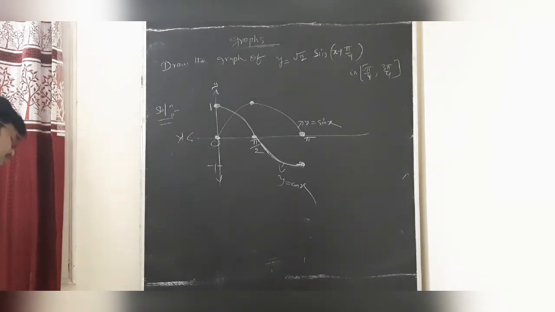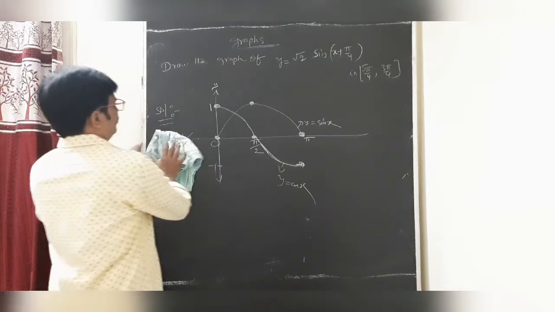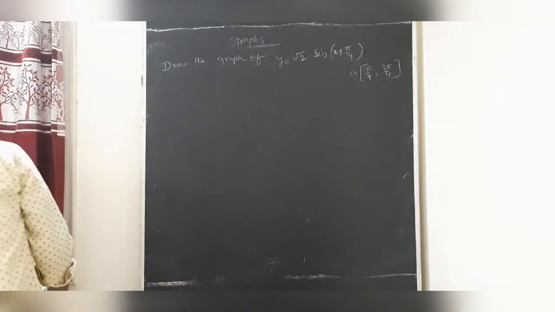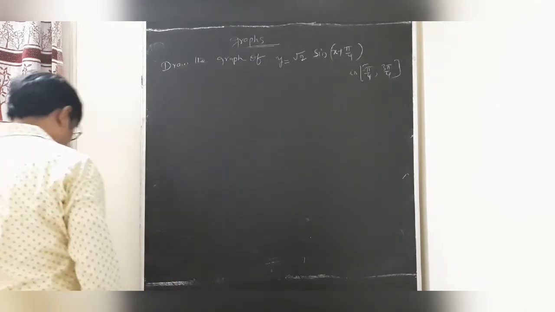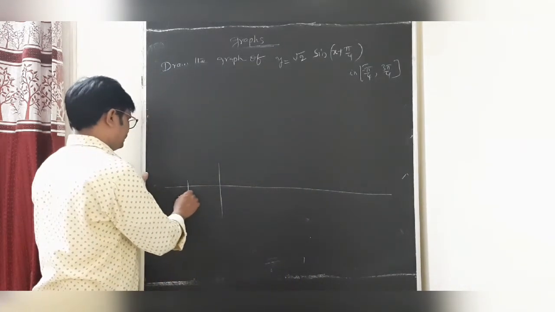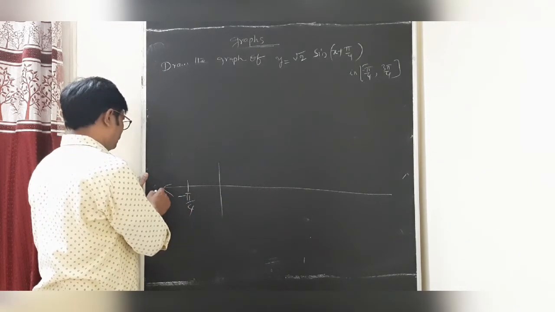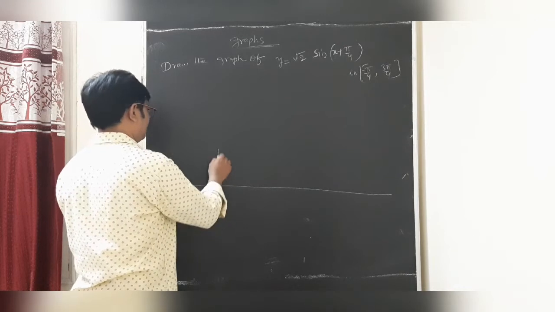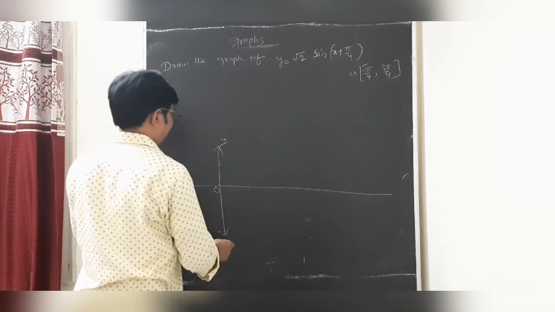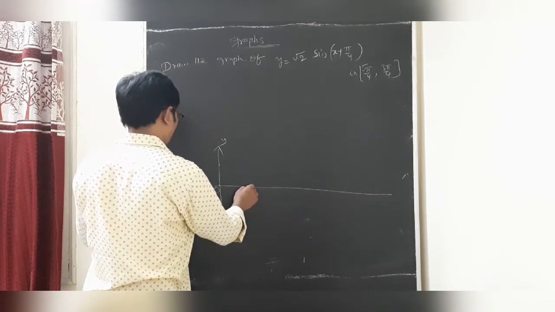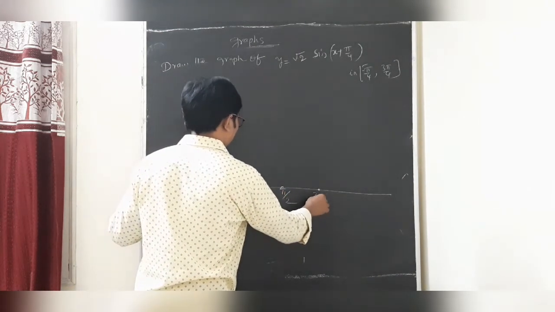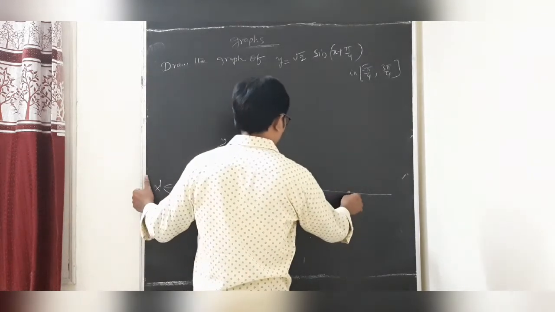So dear students, how to draw the graph y equal to root 2 into sin of x plus pi by 4? Dear students, this is the graph. First, it was given minus pi by 4. This is 0, the origin, this is the y axis. This is pi by 4. This is 90, and this is 3 pi by 4 up to pi.